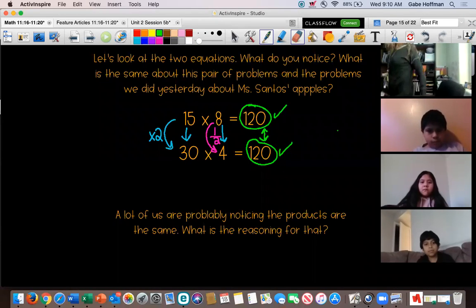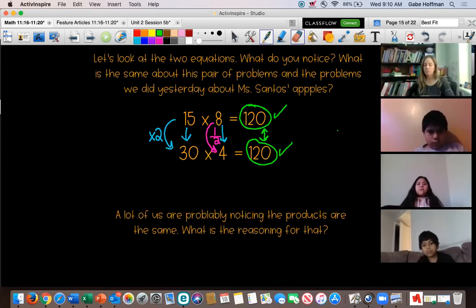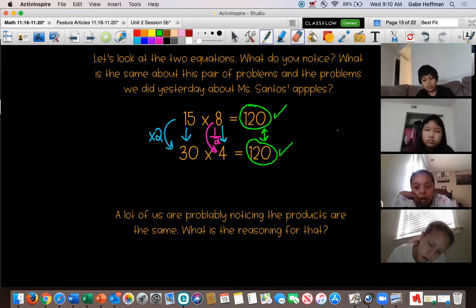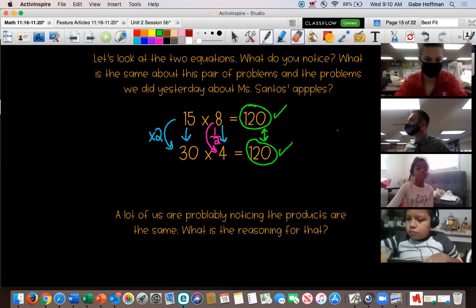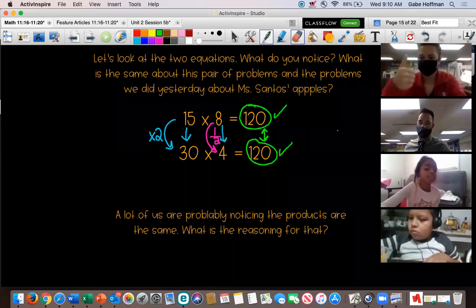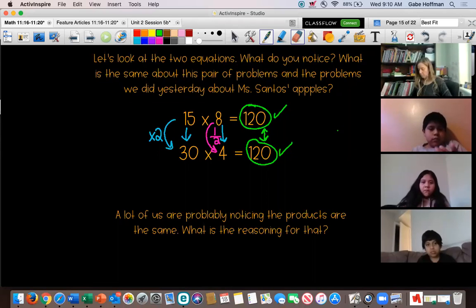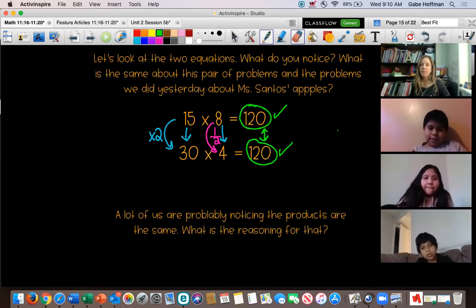Anytime you double one, what happens to the product? If all we do is double one, what happens to the product? Ania, if we double one factor, what happens to the product? If we double one factor, we double the product. Very good. Everybody say that. If you double one factor, you double the product. Thank you.